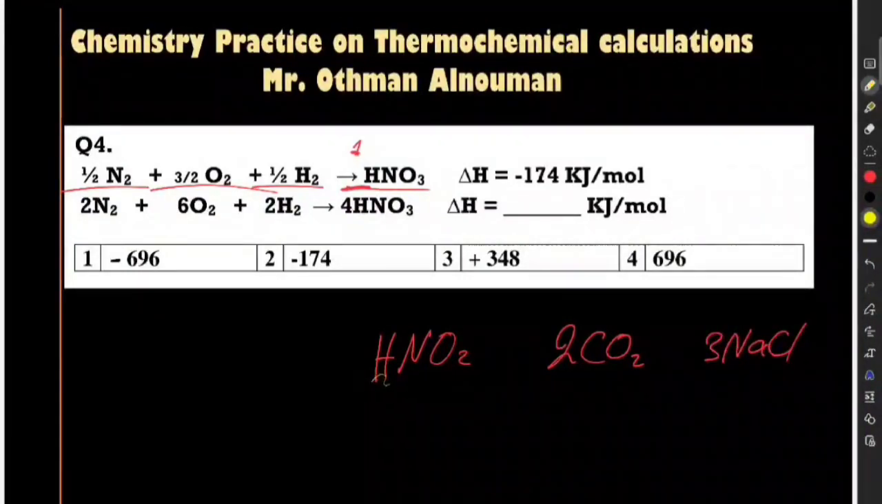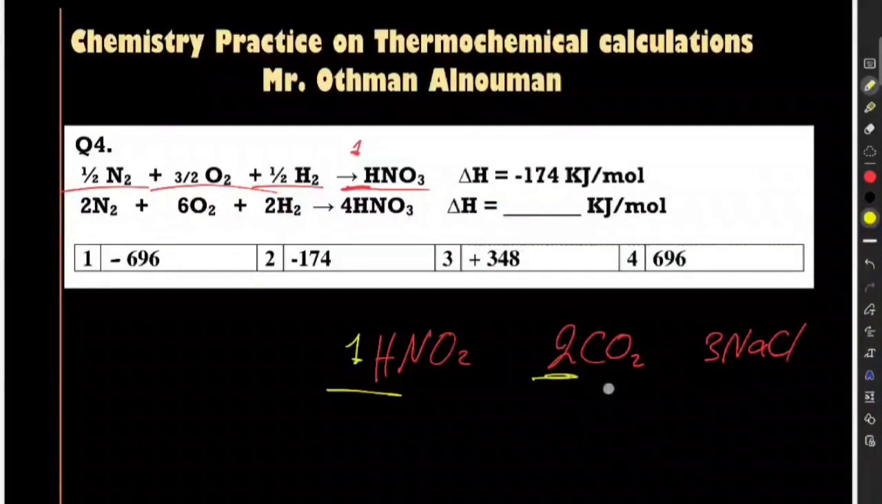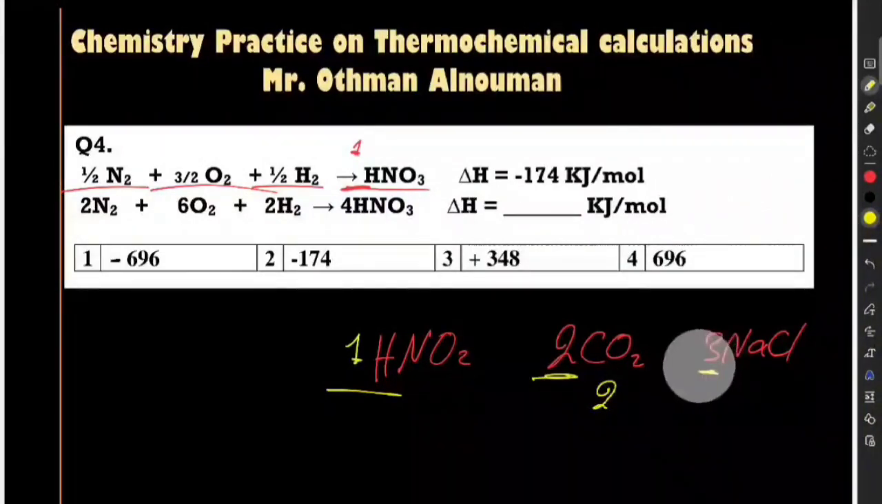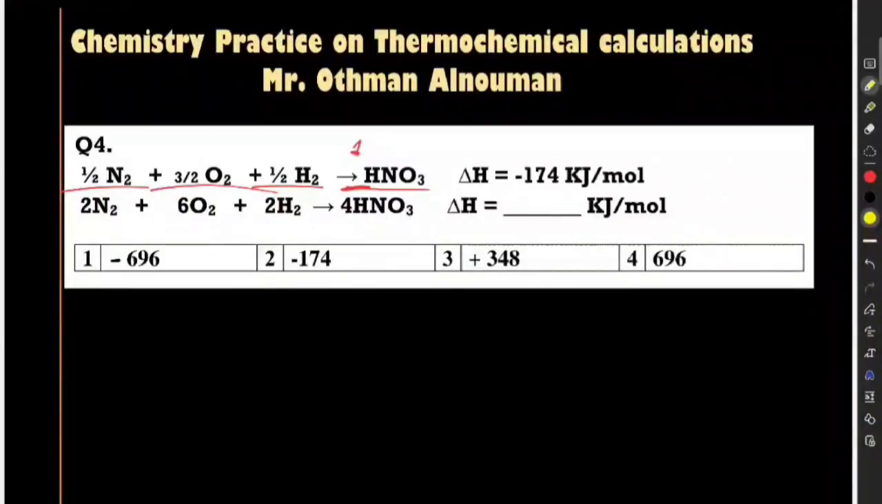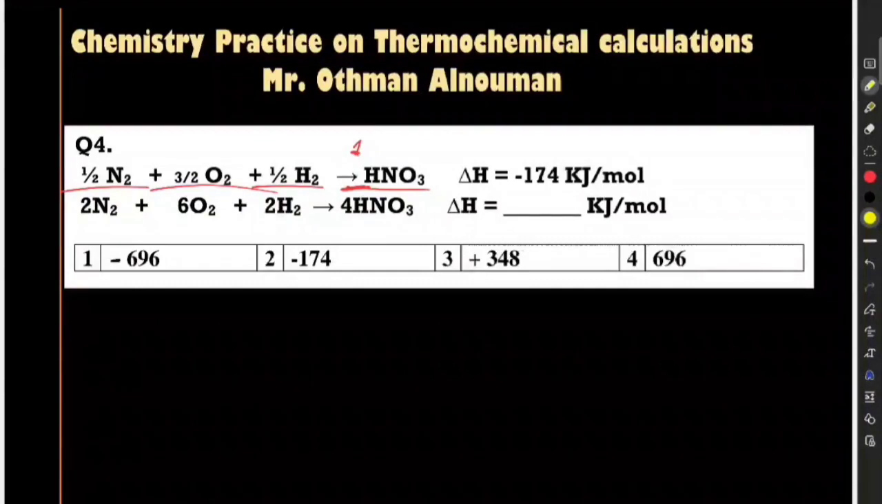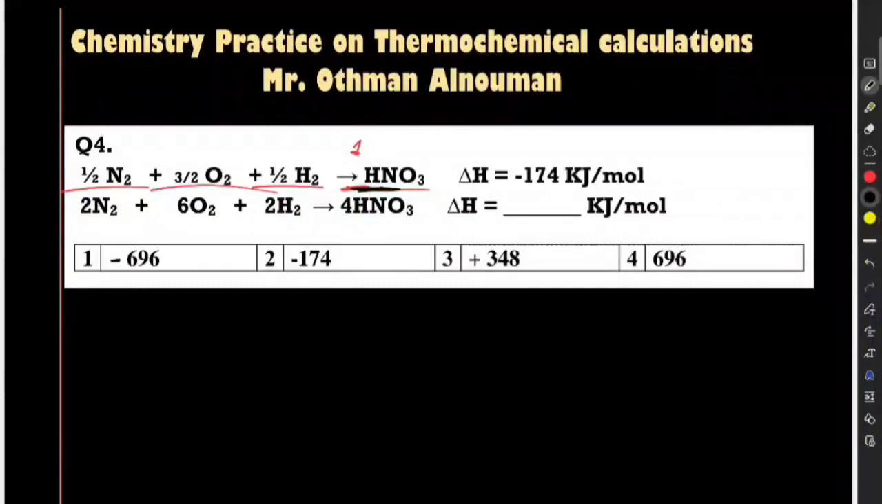The number of moles is what is in front of the molecule. Here, I don't have anything, then it is 1. I have 2, then I have here 2 moles. I have here 3, then it is 3 moles. So this is the number of moles in the equation. Now let's see here. It says I have a half mole of nitrogen plus oxygen plus hydrogen will give me 1 mole of what? It will give me 1 mole of nitric acid.